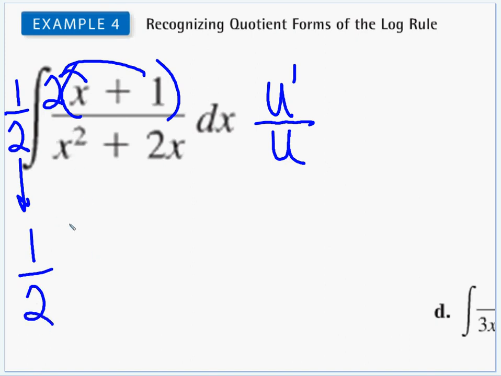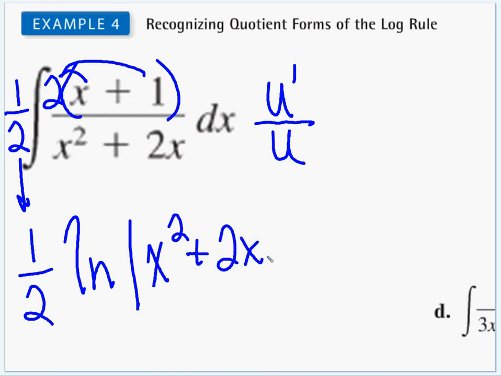And then we're going to have the natural log of the absolute value of our denominator, x squared plus 2x. And of course, I'm going to put that in bars to keep it positive. And I'm going to add my constant of integration, plus c.